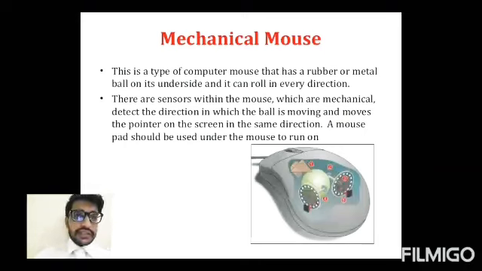Mechanical mouse. This type of computer mouse has a rubber or metal ball on the underside that can roll in every direction. When a mechanical mouse detects the direction in which the ball is moving, the pointer moves on the screen in the same direction. A mouse pad should be used for the mouse to run on.